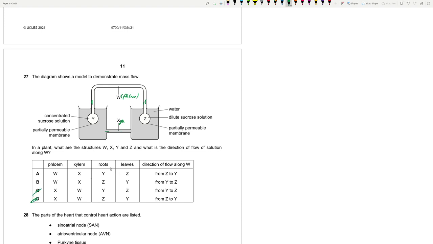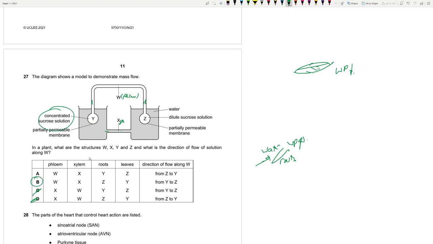Now, in A, they're saying that Y are the roots and Z are the leaves. So hear me out. What happens in mass flow? This is a leaf, right? So there is a lot of water flowing in the roots. That's why water potential actually increases here. And in the leaves, water potential really decreases because of evaporation plus sugars being produced. So the leaves should have lower water potential or concentrated sucrose due to production. So Y should be leaves, right? That's why the answer is B.